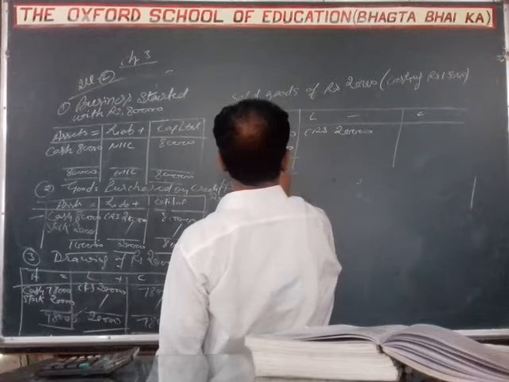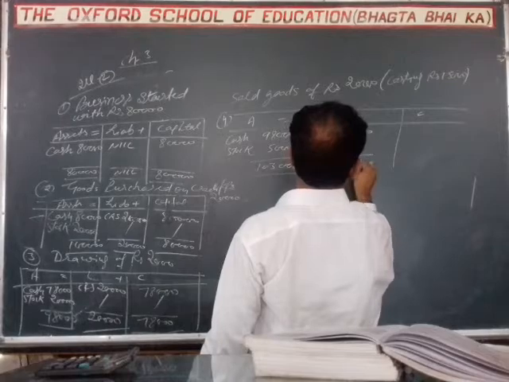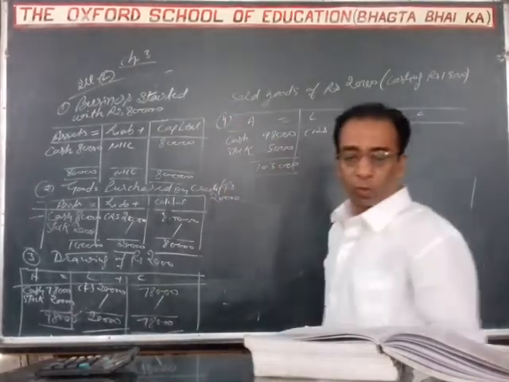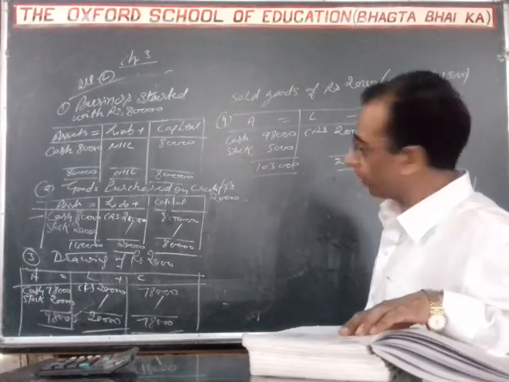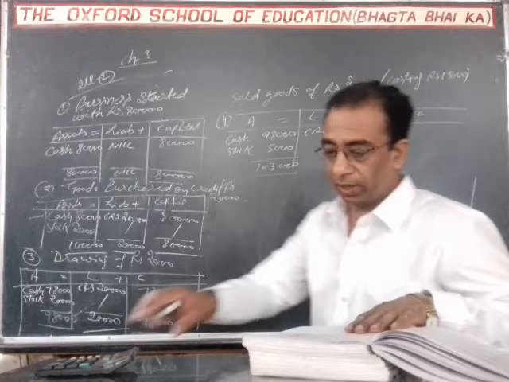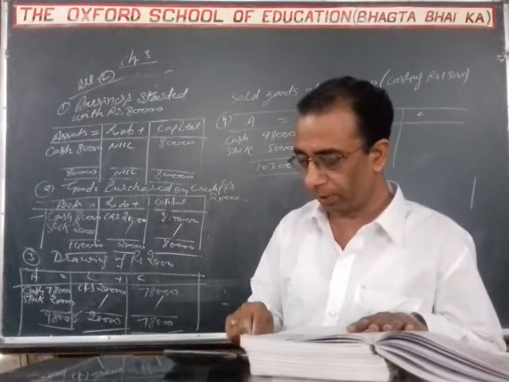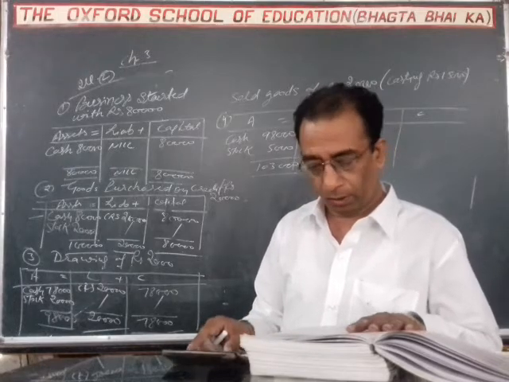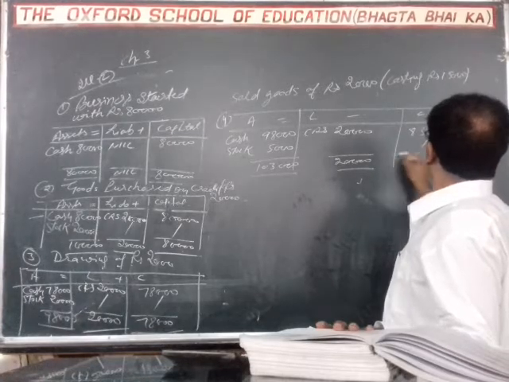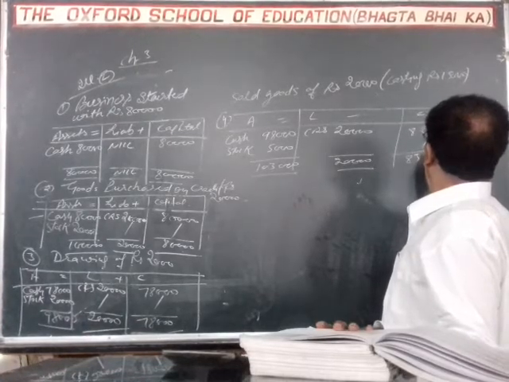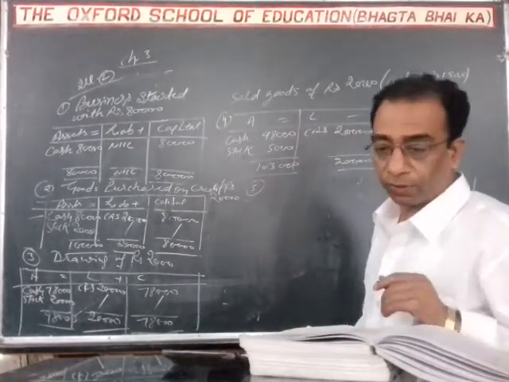So the total is 1,03,000 on the asset side and 20,000 on the liability side. So 1,03,000 minus 20,000. Now capital is 83,000. Right? Now the last transaction is the fifth.